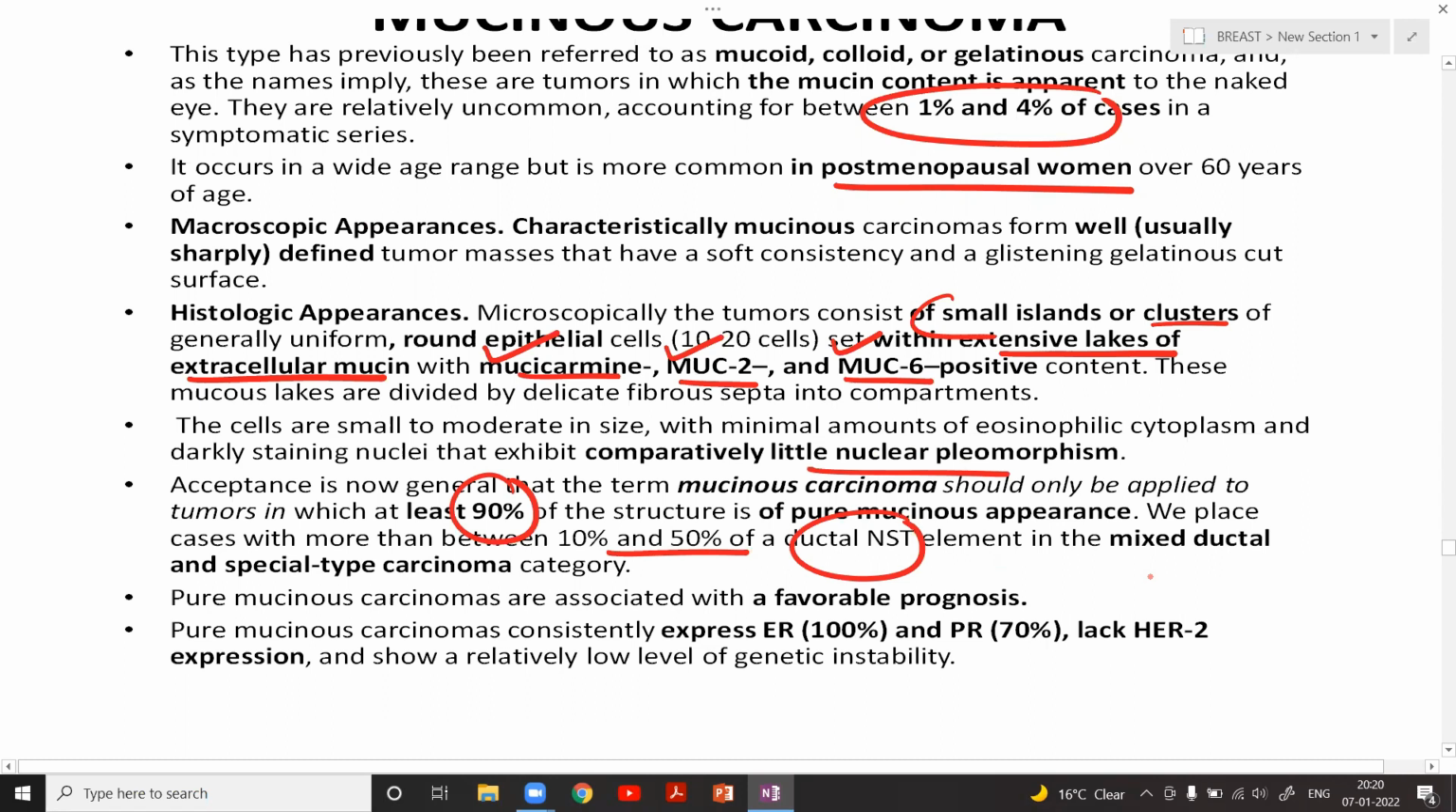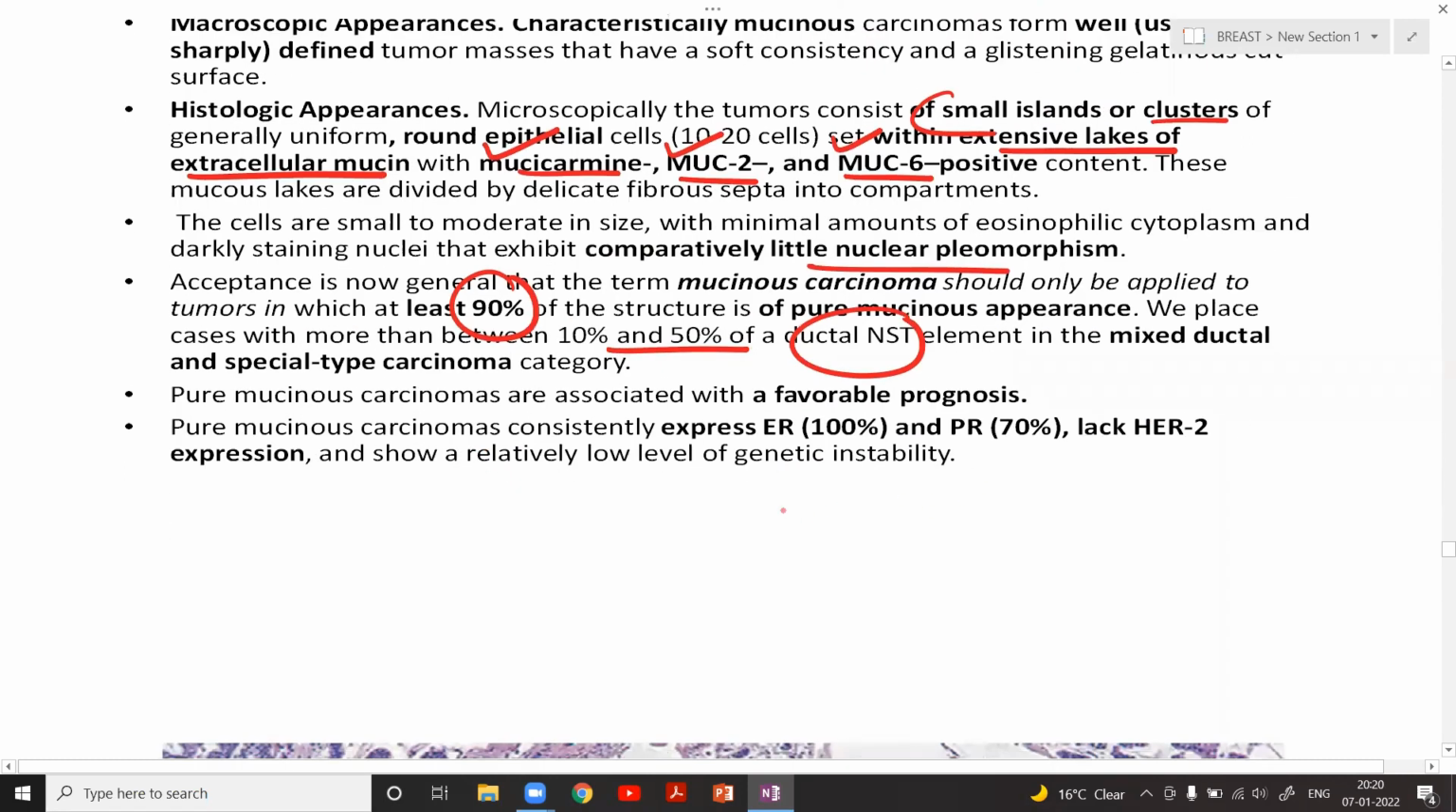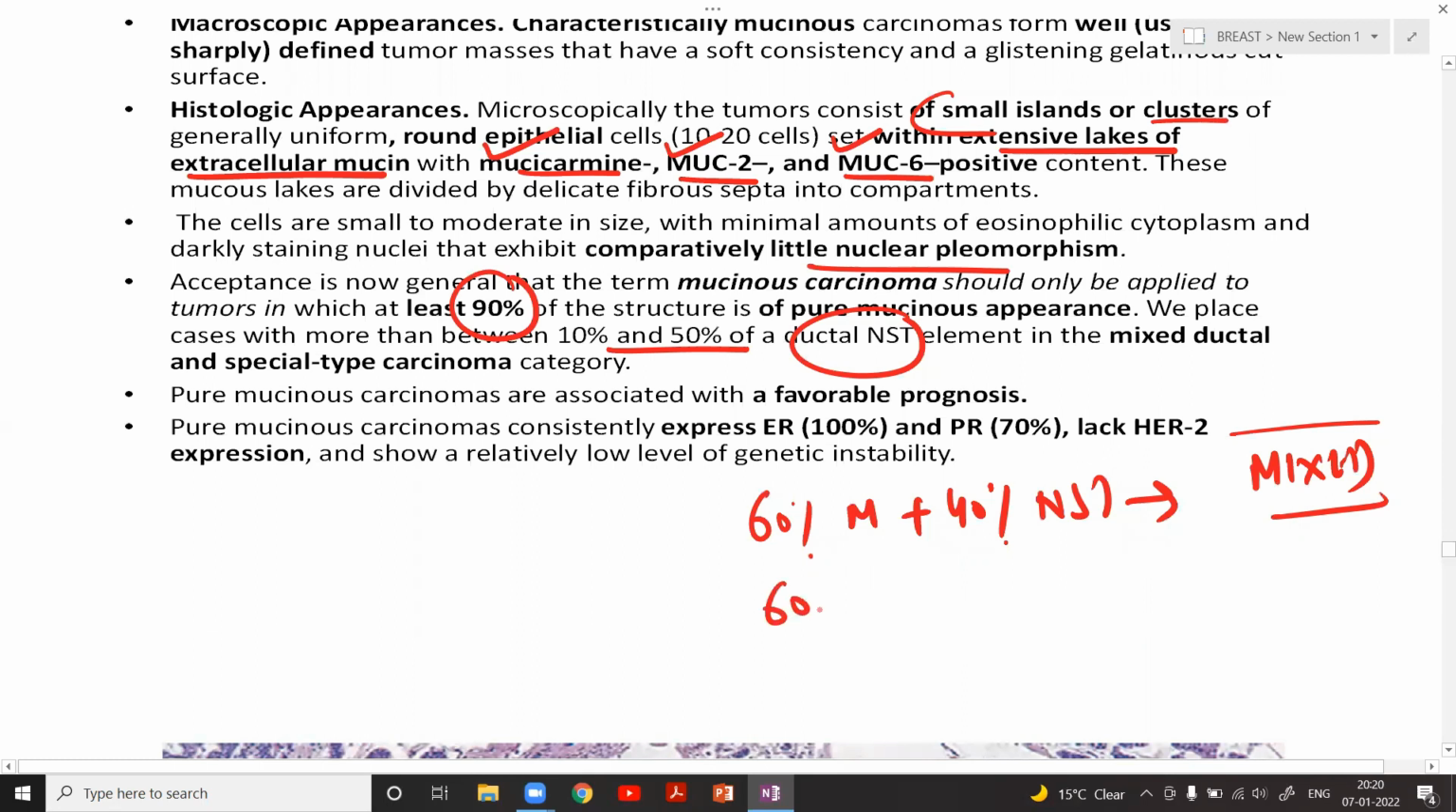So for example, I will show you, this is very easy to understand. Over here in this case, if 60% is mucinous plus 40% is NST, what do we label it as? It is a mixed variety. If it is the other way around, 60% NST plus 40% mucinous, we will label it as NST, no special type only, IDC, NOS.